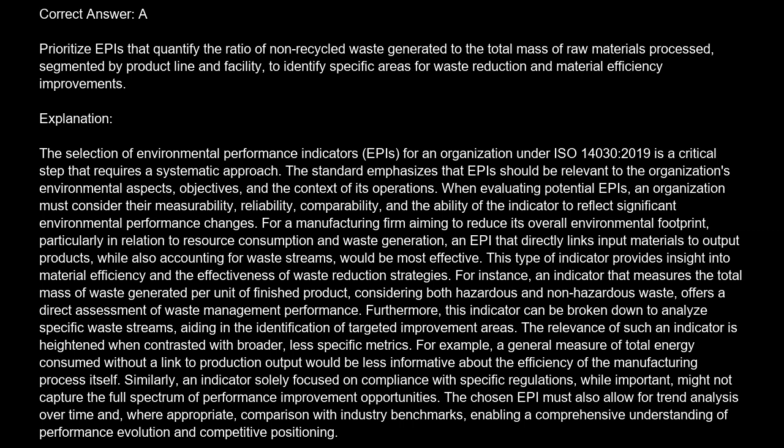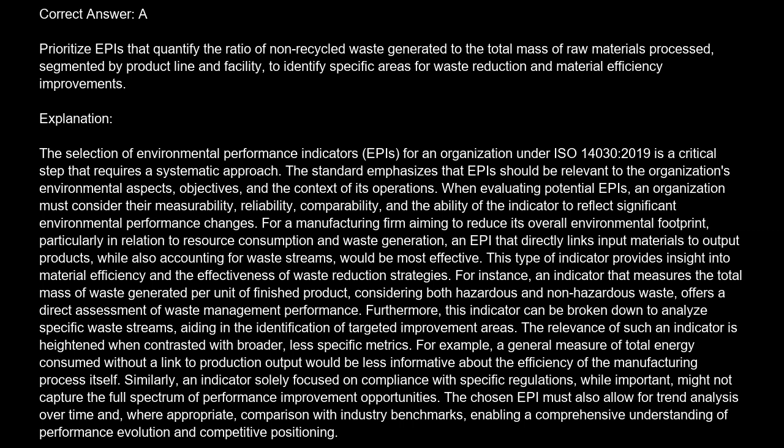For a manufacturing firm aiming to reduce its overall environmental footprint, particularly in relation to resource consumption and waste generation, an EPI that directly links input materials to output products, while also accounting for waste streams, would be most effective. This type of indicator provides insight into material efficiency and the effectiveness of waste reduction strategies. For instance, an indicator that measures the total mass of waste generated per unit of finished product, considering both hazardous and non-hazardous waste, offers a direct assessment of waste management performance. Furthermore, this indicator can be broken down to analyze specific waste streams, aiding in the identification of targeted improvement areas.